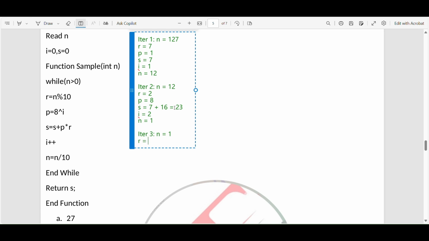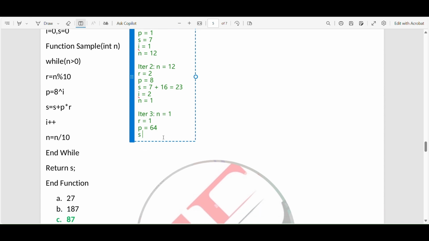In iteration 3, n value is 1 itself, and r value will be, when 1 modulo 10, we will be getting 1 itself. So r value is 1. And next we are having p value 8 power I. I has incremented to 2. So 8 square is nothing but 64. P is 64. And next we are having s value.